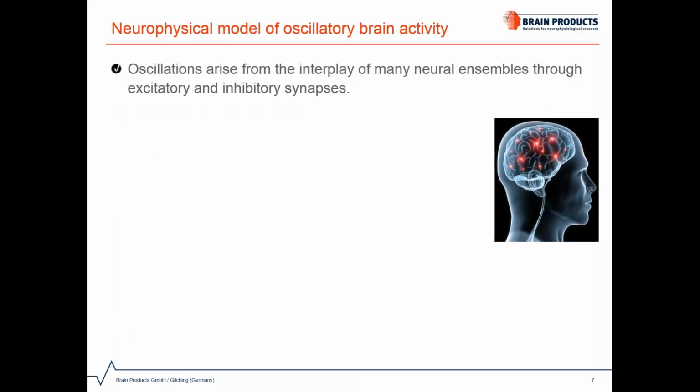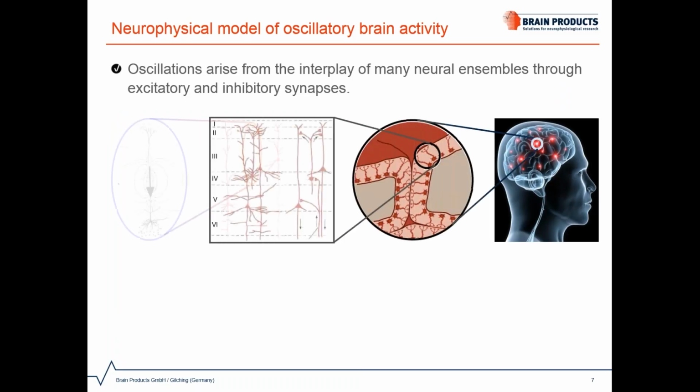Remember that EEG oscillations arise from the interplay of many neural ensembles through excitatory and inhibitory synapses. What you see here on the very left is the zoomed version of a single pyramidal cell. These pyramidal cells are usually found spatially aligned in the most superficial layers of the brain, and their activity is synchronous. And that's why they produce the largest signal that can be measured from the scalp. So the postsynaptic potentials of many of these pyramidal neurons that can be modeled as electrical dipoles highly contribute to the signal measured by EEG.